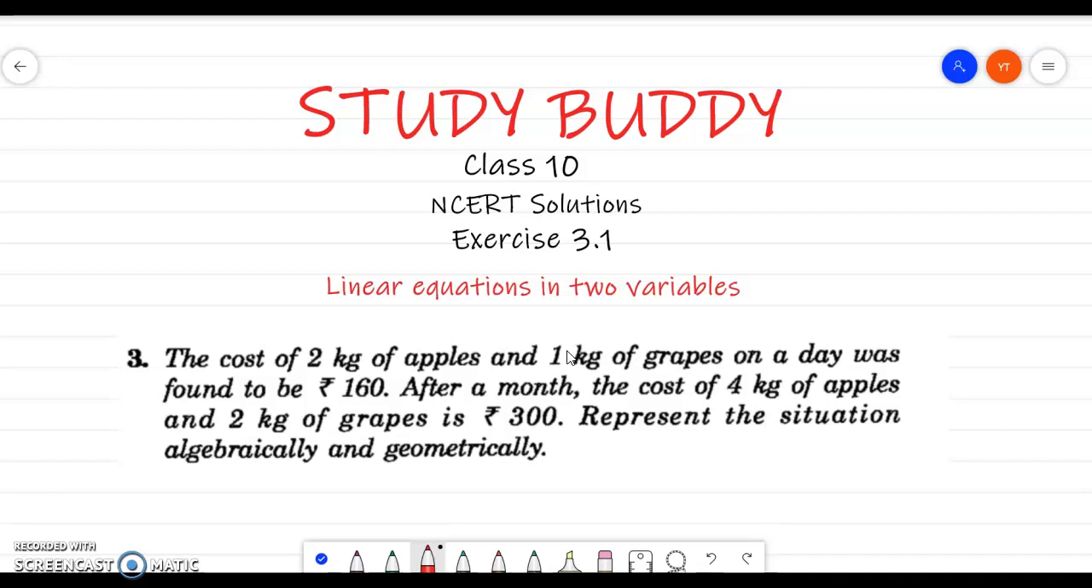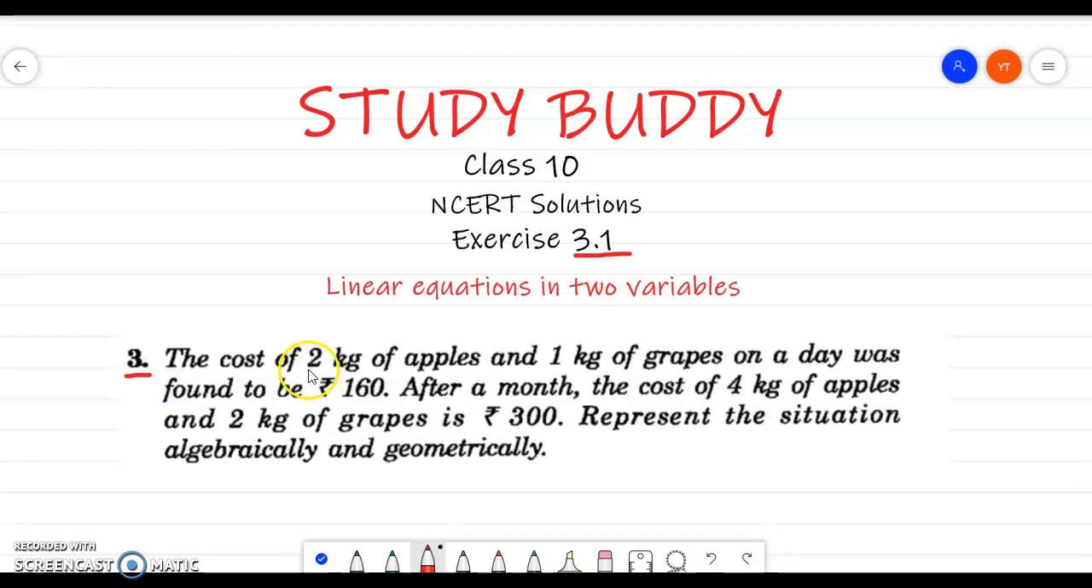In this channel, I'll be uploading all the solutions from CBSE Class 10 Mathematics. So today we're going to solve the third problem of exercise 3.1 from the linear equations in two variables chapter. So let's get started with the third problem.